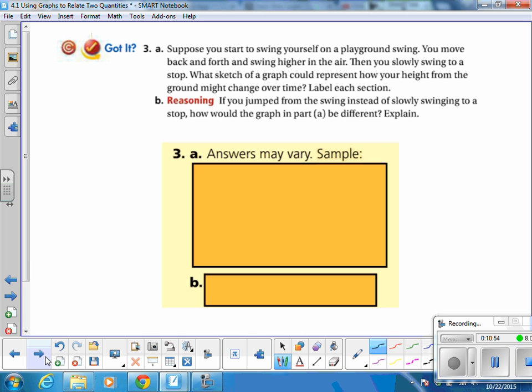Why don't you give it a try? Press pause, read through this, draw your graph, and label some things. Let's see what you come up with.